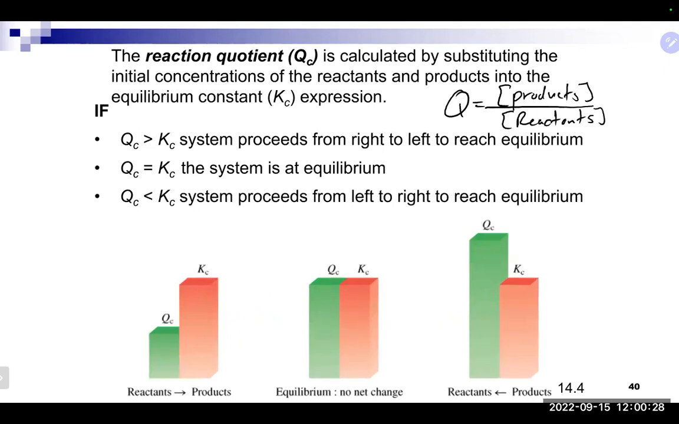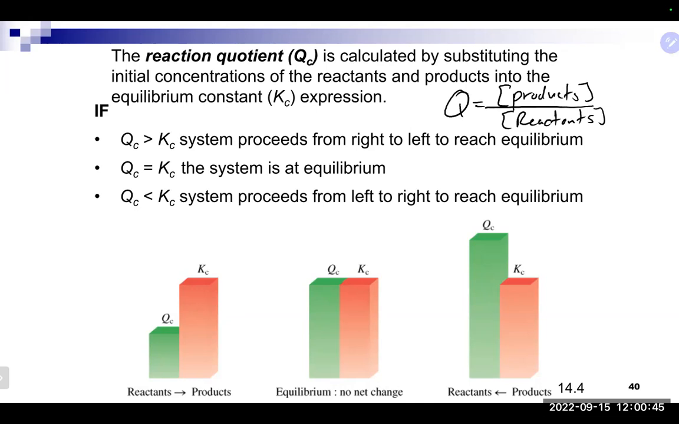So if you calculate Q and it is greater than K, that tells you that the system is not at equilibrium. And in order to reach equilibrium, you need to make more reactants.